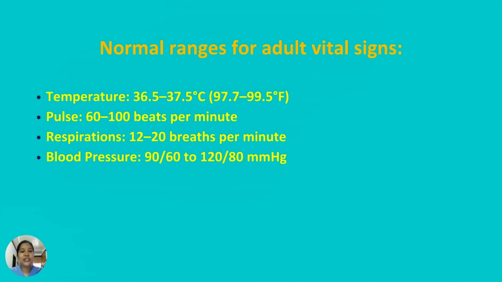Review the normal ranges for adult vital signs. For the temperature, 36.5 to 37.5 degrees Celsius or 97.7 to 99.5 degrees Fahrenheit. For the pulse, 60 to 100 beats per minute. Respirations, 12 to 20 breaths per minute. Blood pressure, 90 over 60 to 120 over 80.